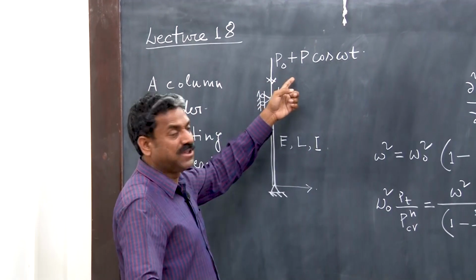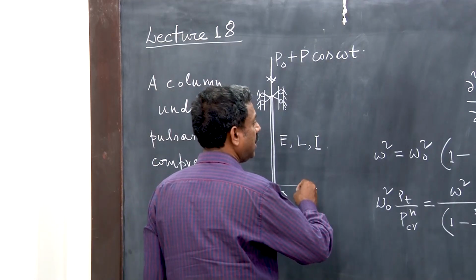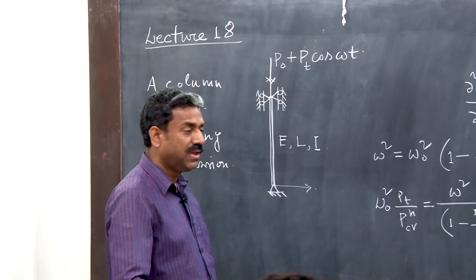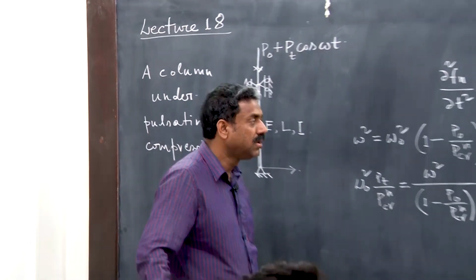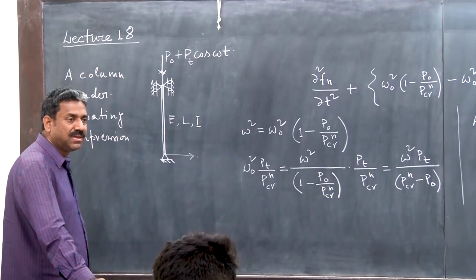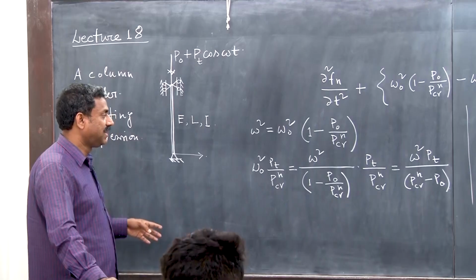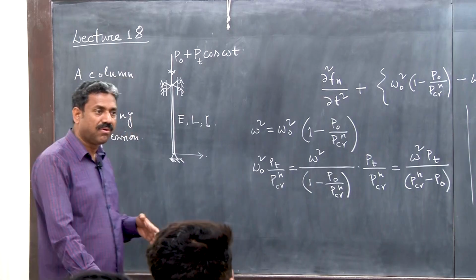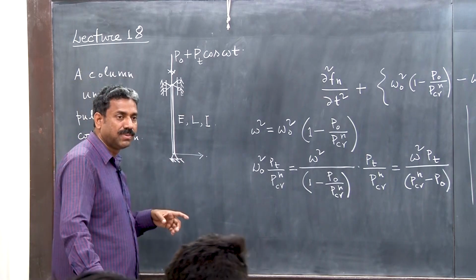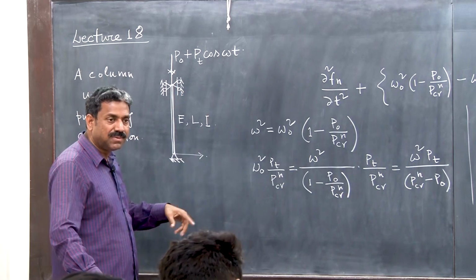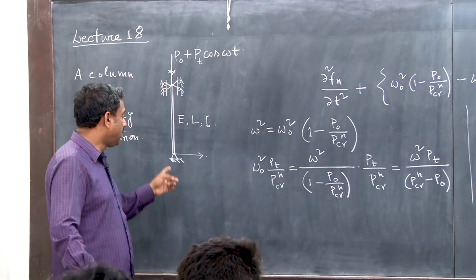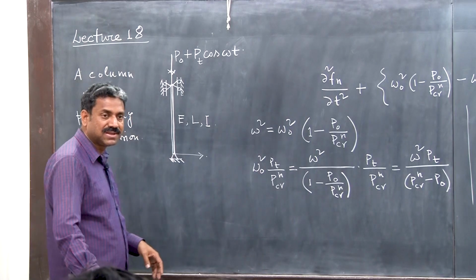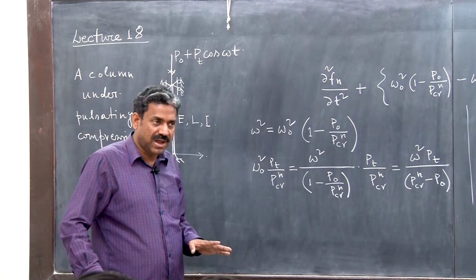So there is a static component P0 and a dynamic component Pt cos omega t, where omega is the loading frequency. If you write down the equation of motion, which we did in the previous class, we have to consider inertia and the elastic stiffness, given by EI d4W/dx4, and because of the axial force, there will be a term P0 plus Pt cos omega t multiplied by d2W/dx2, with the boundary conditions at the hinged ends: W equal to 0, where W is the transverse deflection, and d2W/dx2 equal to 0, at both ends.